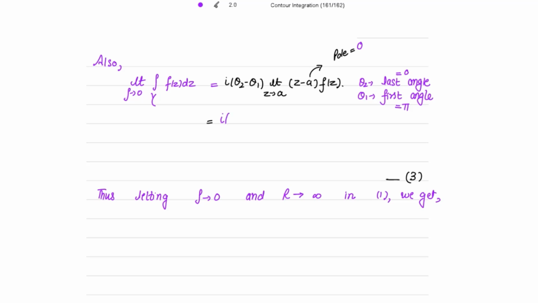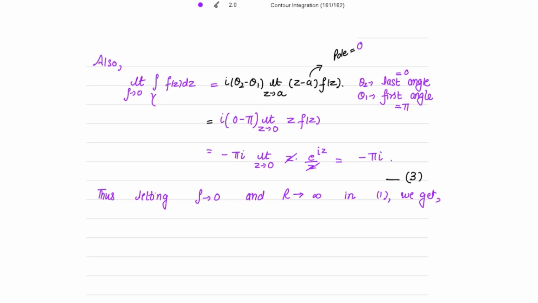So I am writing iota times (0 minus pi) times limit z tends to 0. Here z minus 0 is z only, z f of z. So this is equal to negative pi iota times limit z tends to 0. What is f of z? It is e the power iota z over z. So this is cancelled out. Putting z equal to 0 here, I get minus pi iota, and this is 1.